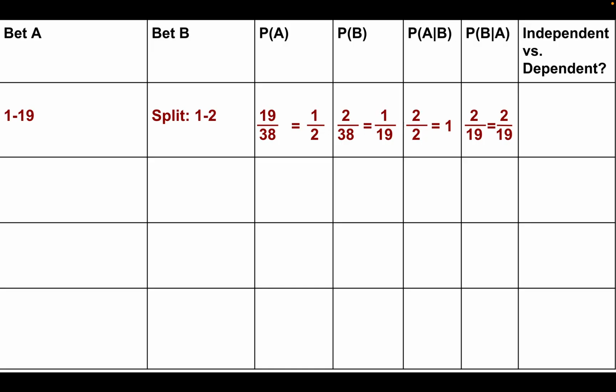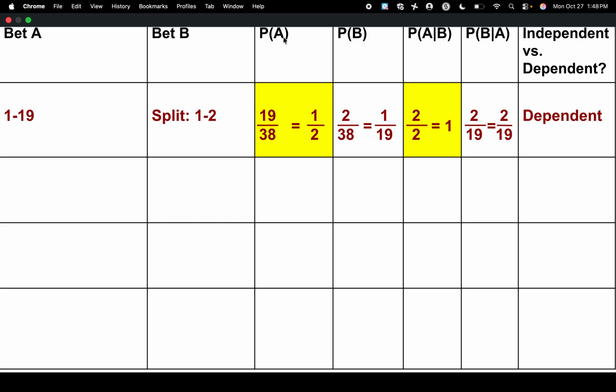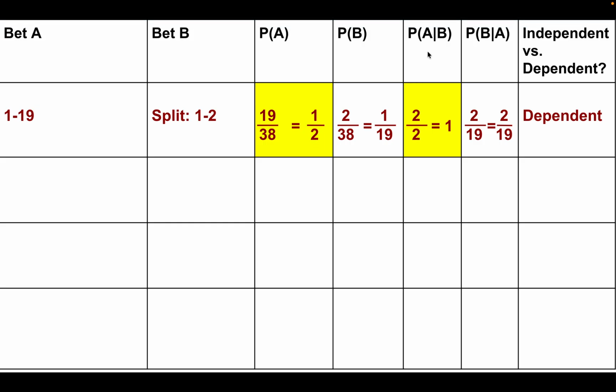All right, now let's answer the question. Are our bets independent or dependent? So we need to look at these two bets. Well, we can see the probability of winning bet A is 1/2, but the probability of winning bet A given that you won bet B is 1. So those probabilities are different. Similarly, if we look at the probability of bet B and the probability of bet B given A, those probabilities are different. So what that tells us is these bets are dependent.